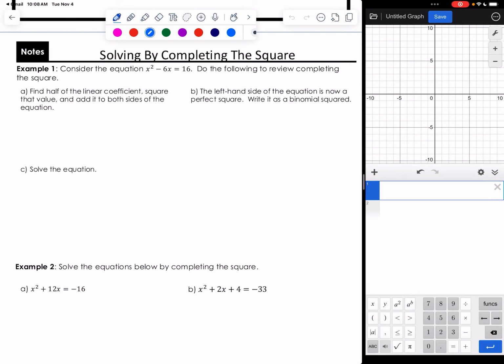And welcome to another lesson from Level Up Mathematics. In today's lesson, we will be exploring how to solve a quadratic equation by completing the square.